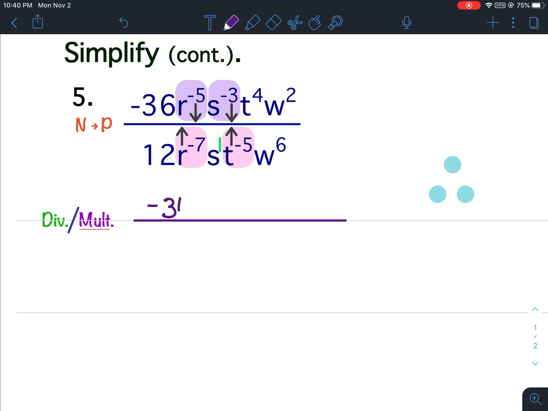So I'm going to put my negative 36. My t to the 4th stays. And my w squared stays. Now look at the bottom. Now notice I didn't write these two right here. I didn't write those two because they're moving to the bottom.